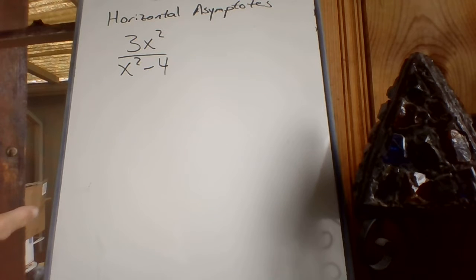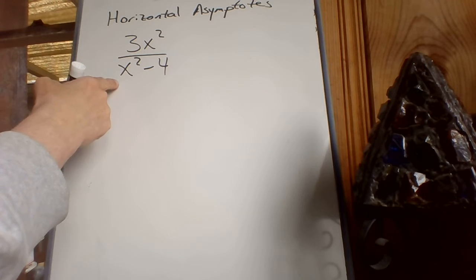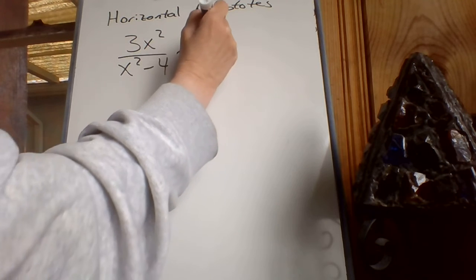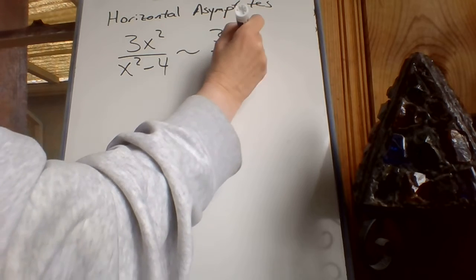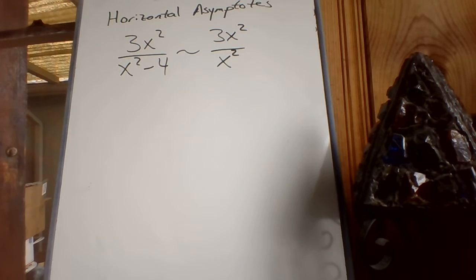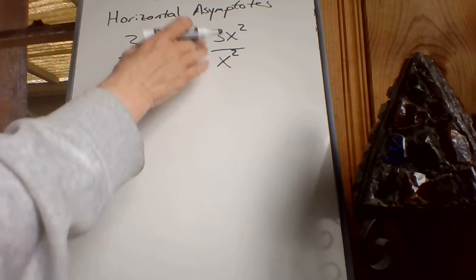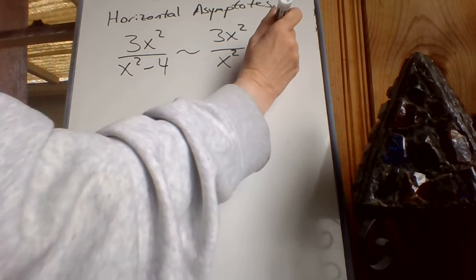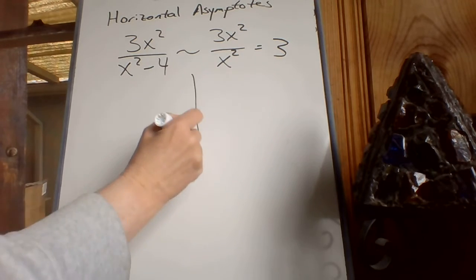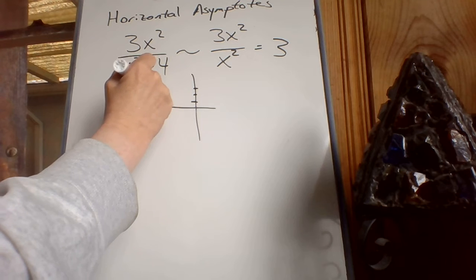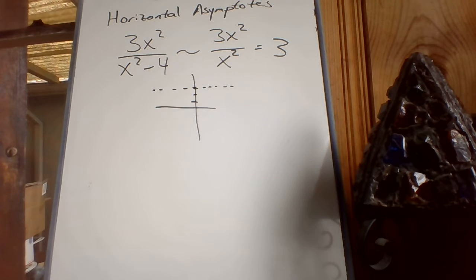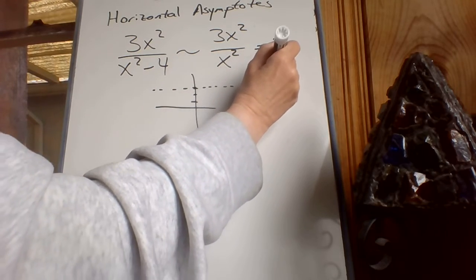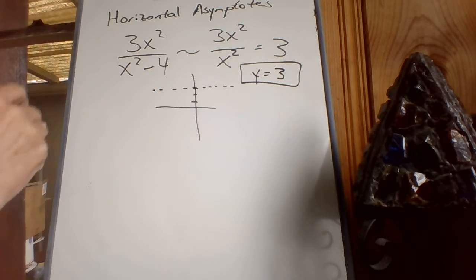Okay, now if the two powers, we're just looking at just the highest powers, if they're the same as each other, 3x squared and x squared, just write those down. I don't need the minus 4. And then the x squareds will cancel, because x squared and x squared, that'll cancel. That's where my line would be. The horizontal asymptote is at y equals 3. That is the answer to where's the horizontal asymptote for that.